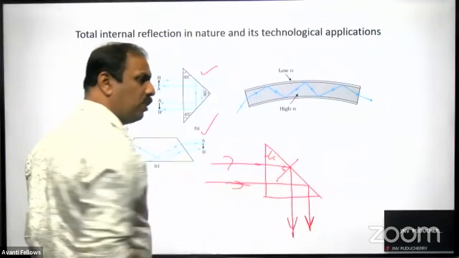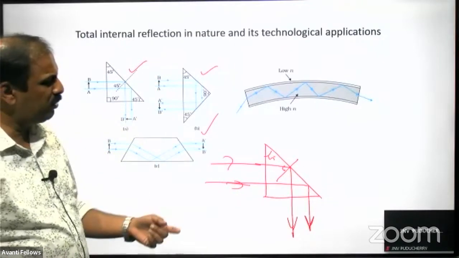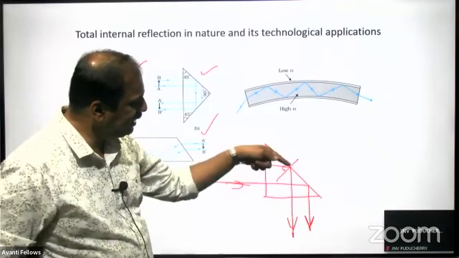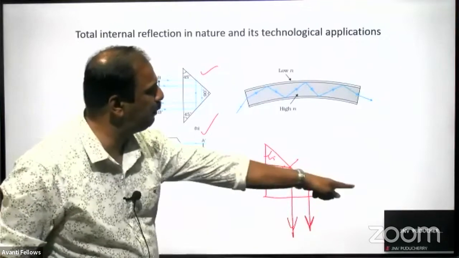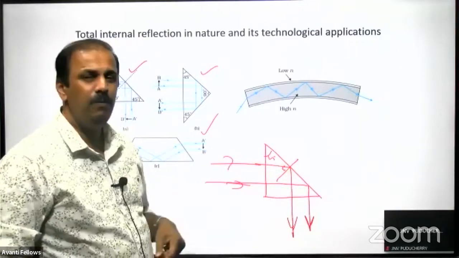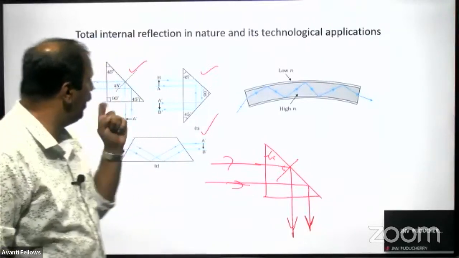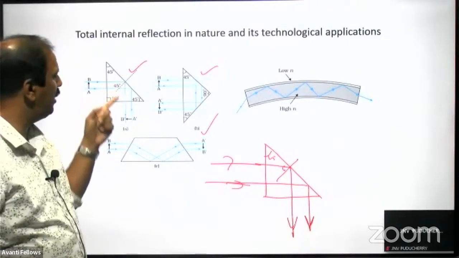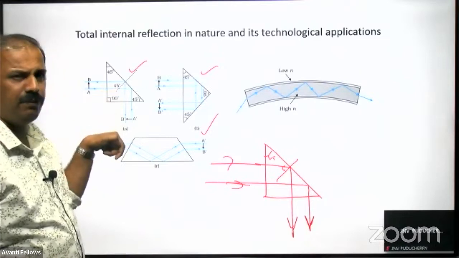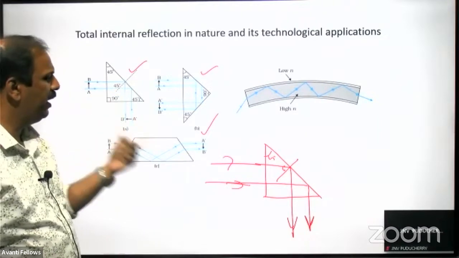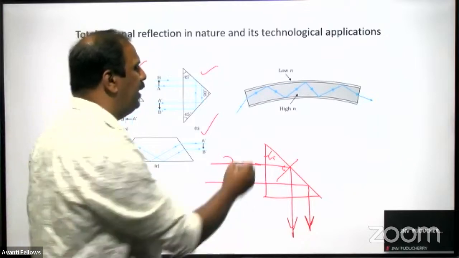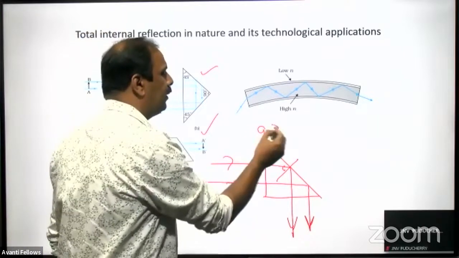Otherwise, it will go. So we have numerical problems based on that one, whether it will go straight like this, or whether it will go through this one, or whether it will pass through that one. That depends on the refractive index also. But here 45 degree is there and this will bend. So the refractive index will be more. That's why. So if you want to turn the light by 90 degree, we have to use this one.